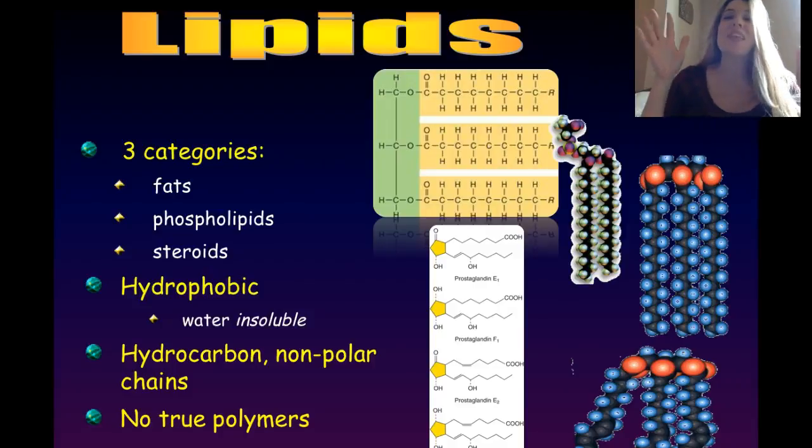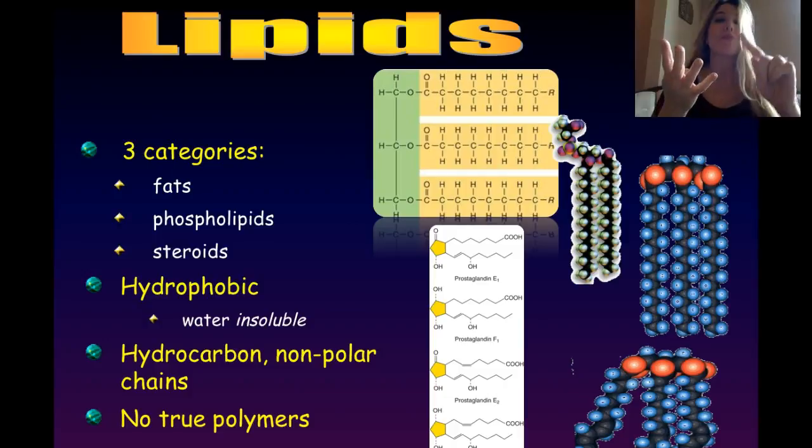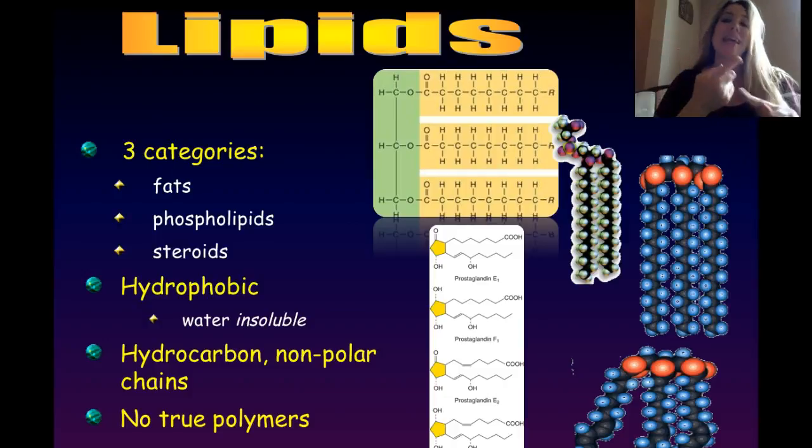Okay, let's talk about the next compound of life. So remember, those four compounds of life were carbs, lipids, proteins, and nucleic acids. Let's talk about lipids. So most of you probably know lipids is commonly referred to as fats, but there's actually three categories of lipids, and fats is only one of them.